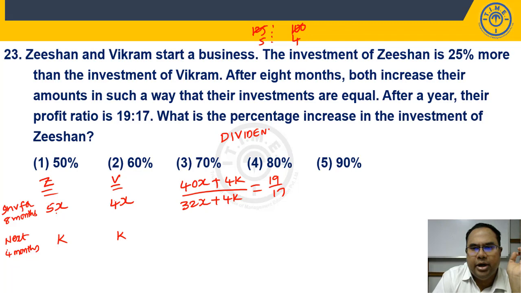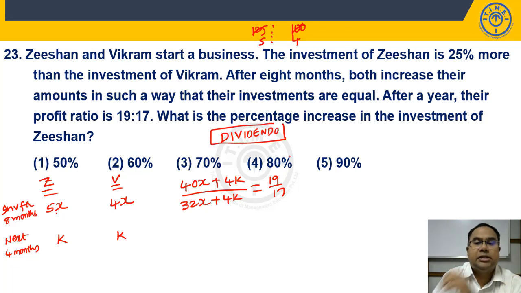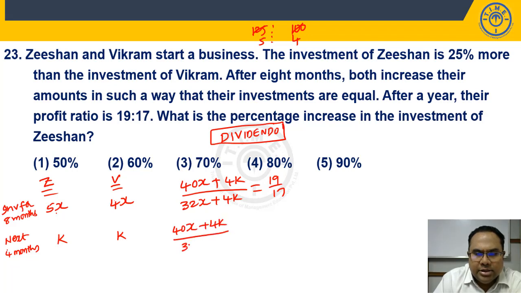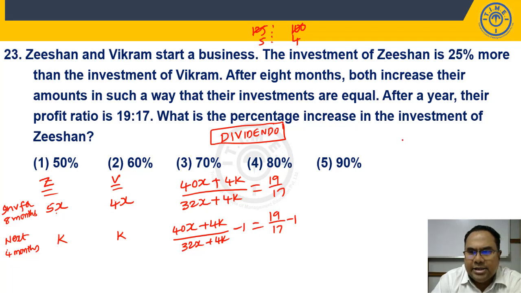We have studied componendo and dividendo in our ratio proportion variation class. Dividendo is nothing but subtracting 1 on both sides. Componendo is adding 1. If I subtract 1, (40x plus 4k) by (32x plus 4k) minus 1, and subtract 1 on the other side. So 40x minus 32x is 8x, 4k minus 4k gets cancelled. By 32x plus 4k is 19 minus 17, which is 2 by 17. So 2 goes 4 times. So 1 part is 4x, 17 parts should be 68x. So 32x plus 4k is equal to 68x.